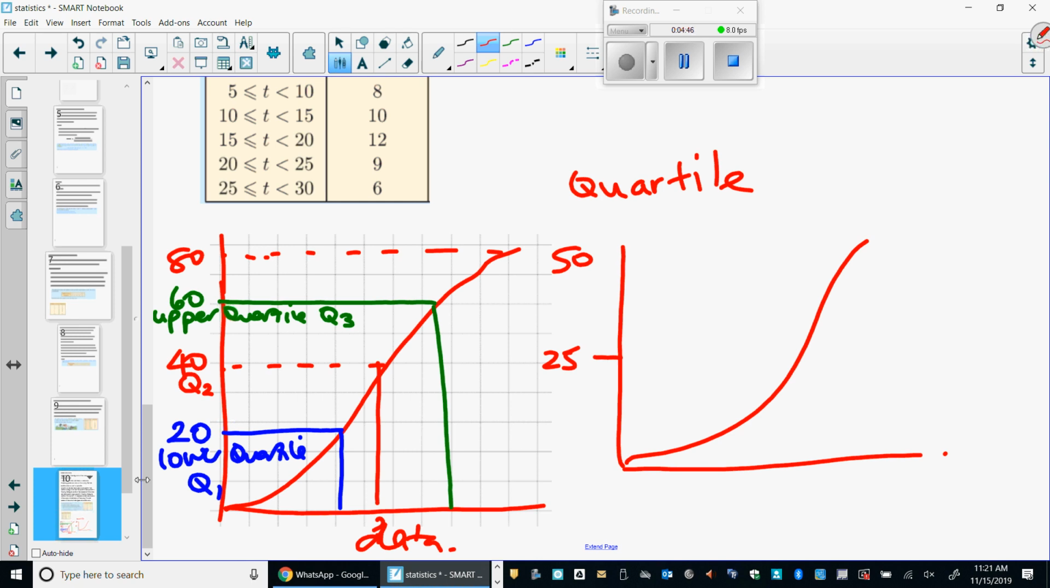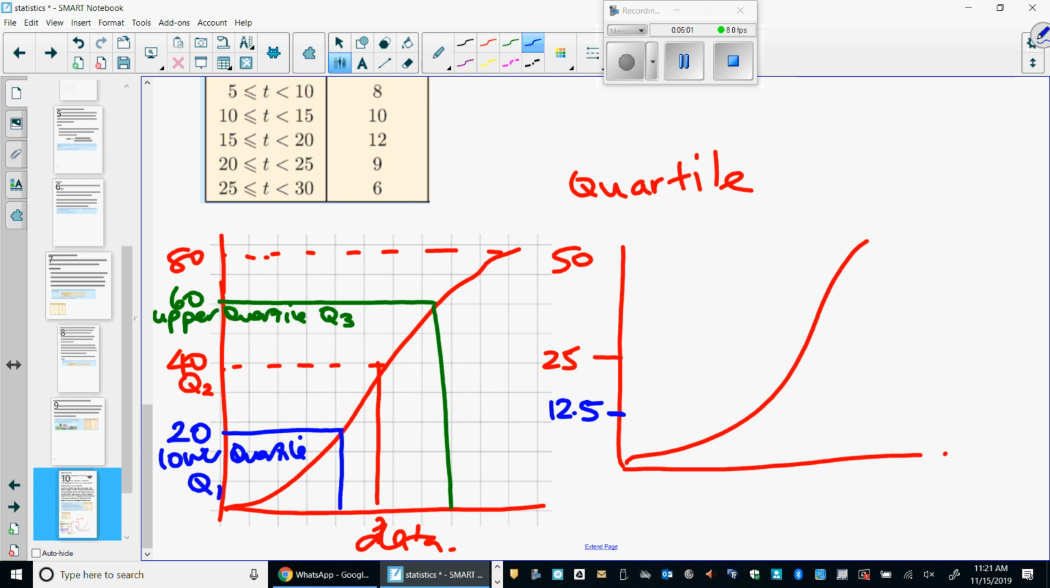Half. Okay, so can you help us out? What's half of 25? 13.5. Nearly. 12.5. Good. So our lower quartile would be at 12.5.